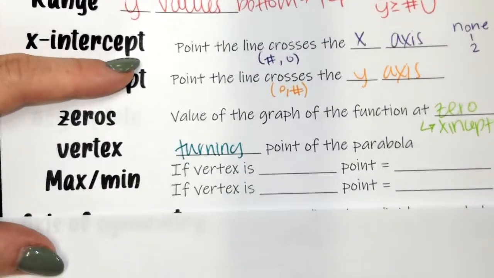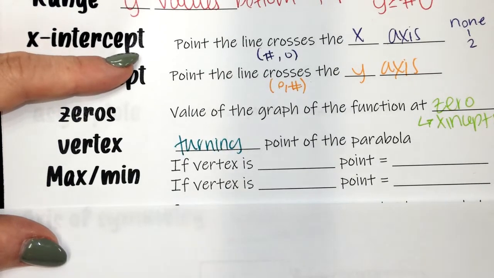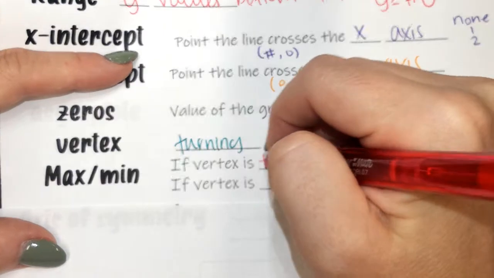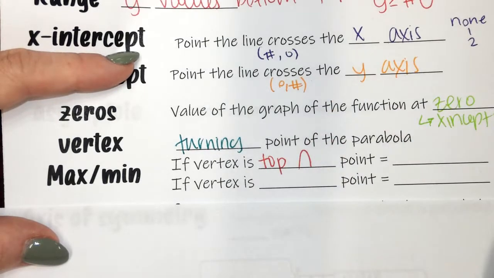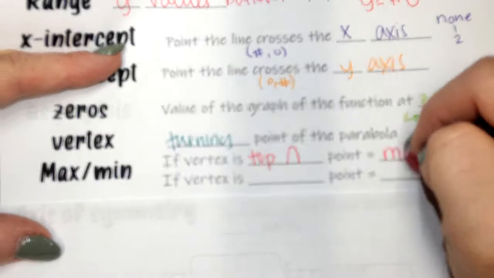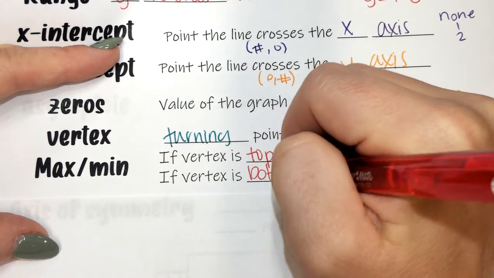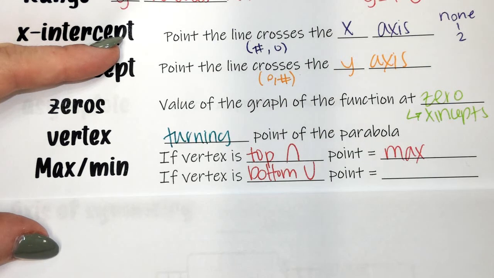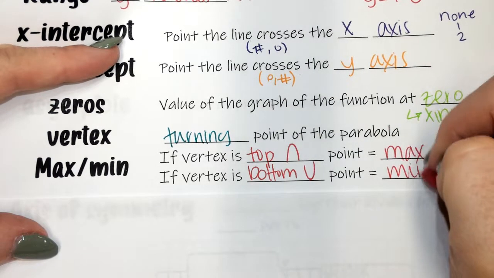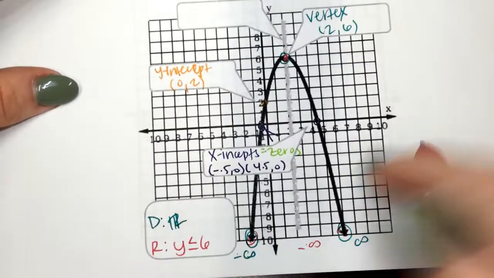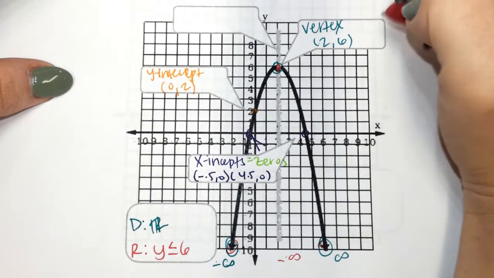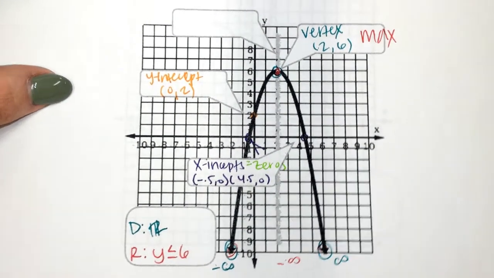We use that vertex to say whether we have a maximum or a minimum. If the vertex is at the top, so if my parabola is facing down, then we have a maximum. So then the opposite is true. If my parabola is facing up, then we have a minimum. So if we have it facing down, we have a maximum.